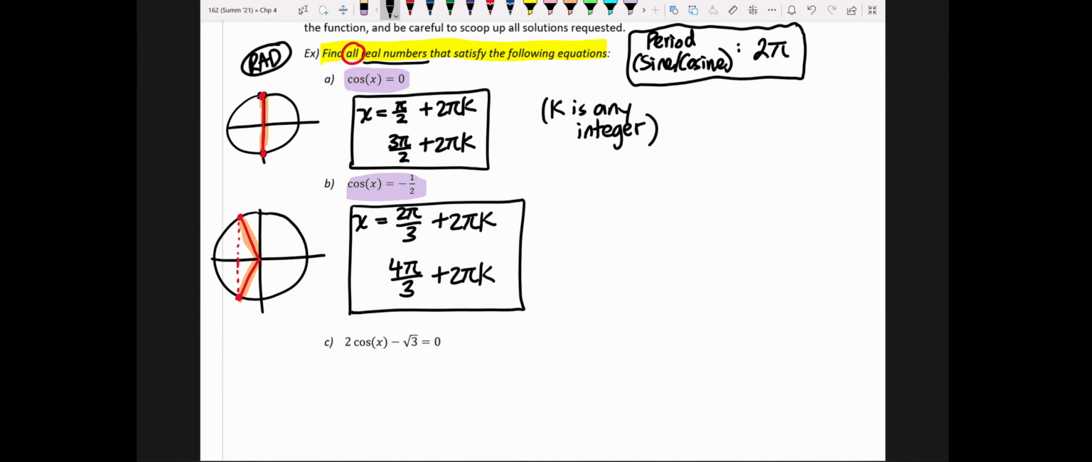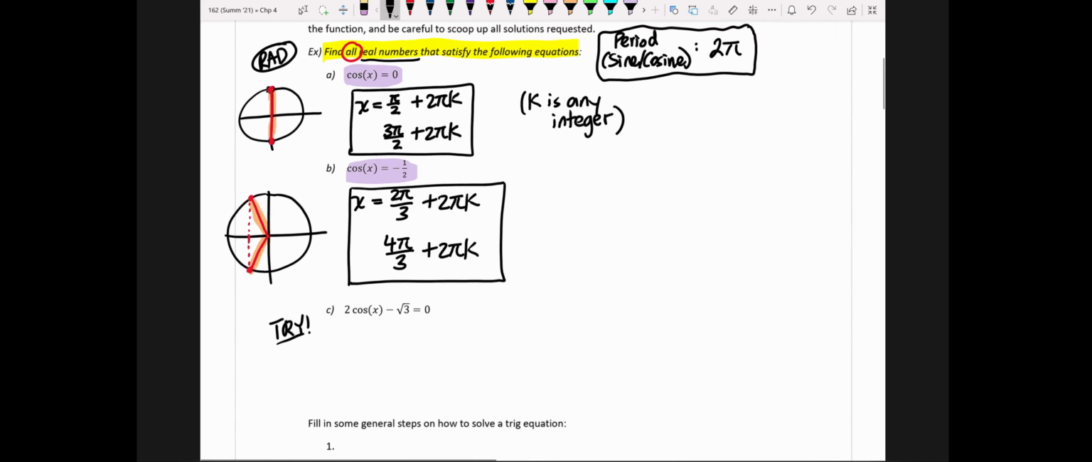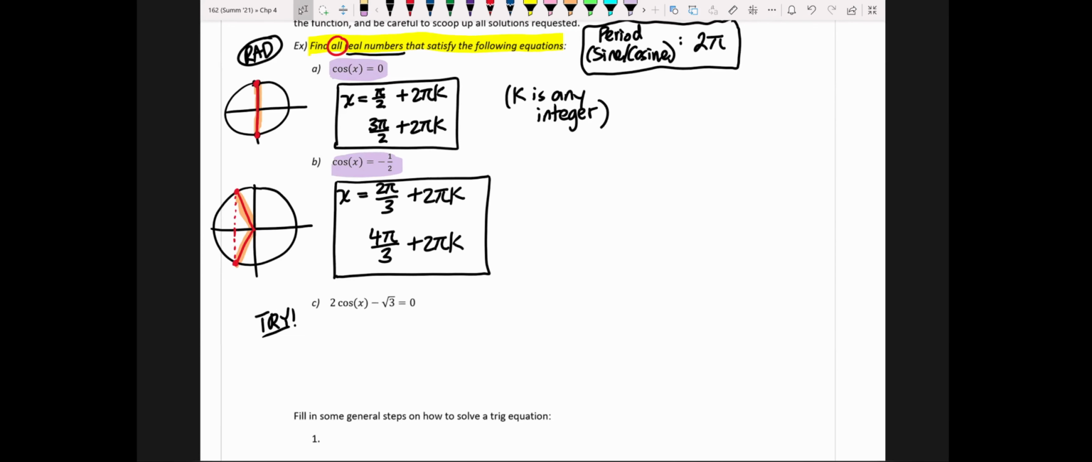Okay, students, your turn to try part C. Send me a DM. Go through those 3 steps. Isolate the trig function. Find the solutions between 0 and 2 pi. And then box your answer with all solutions. Remember, k represents any integer. When you have all solutions, send me a DM.